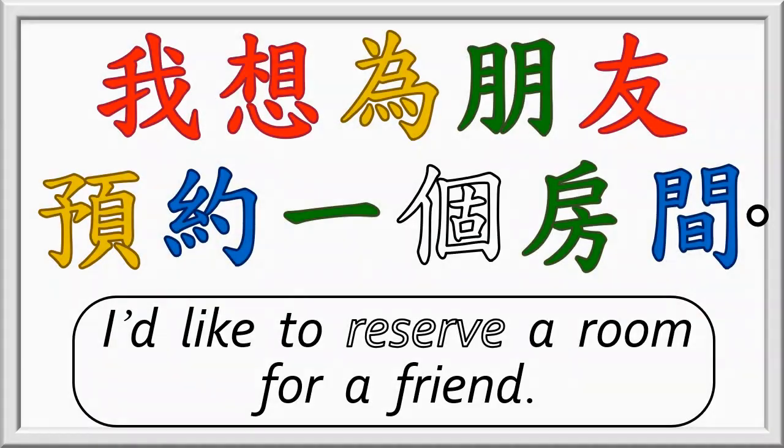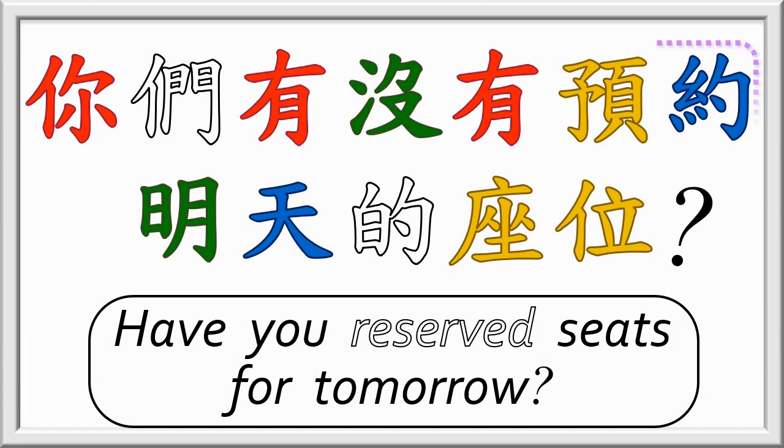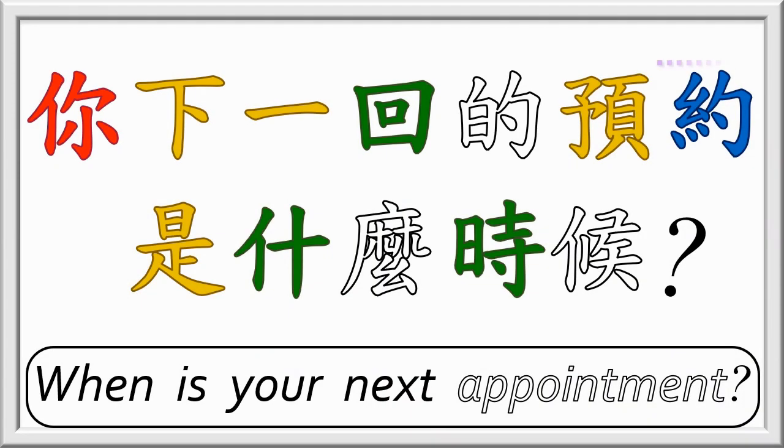预约 means to make an appointment or reservation. 我想为朋友预约一个房间。I'd like to reserve a room for a friend. 你们有没有预约明天的座位？Have you reserved seats for tomorrow? 你下一个预约是什么时候？When is your next appointment?